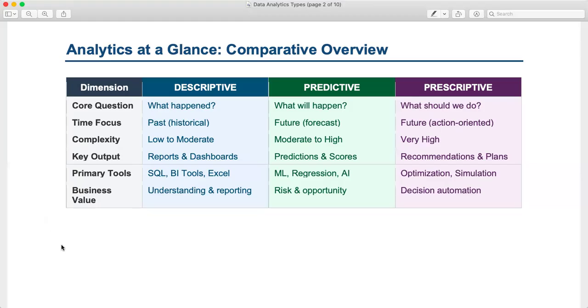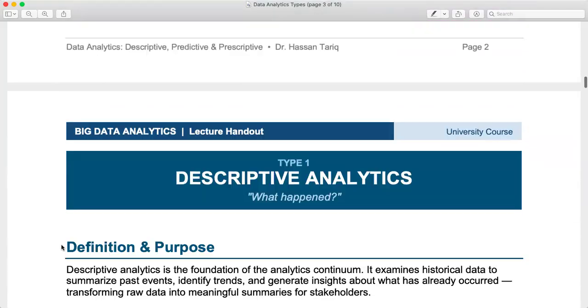And when we talk about business value for descriptive, it gives us understanding and makes reporting easier. And for predictive, we can assess risk and opportunity. And for prescriptive, we can actually achieve decision automation in our processes.